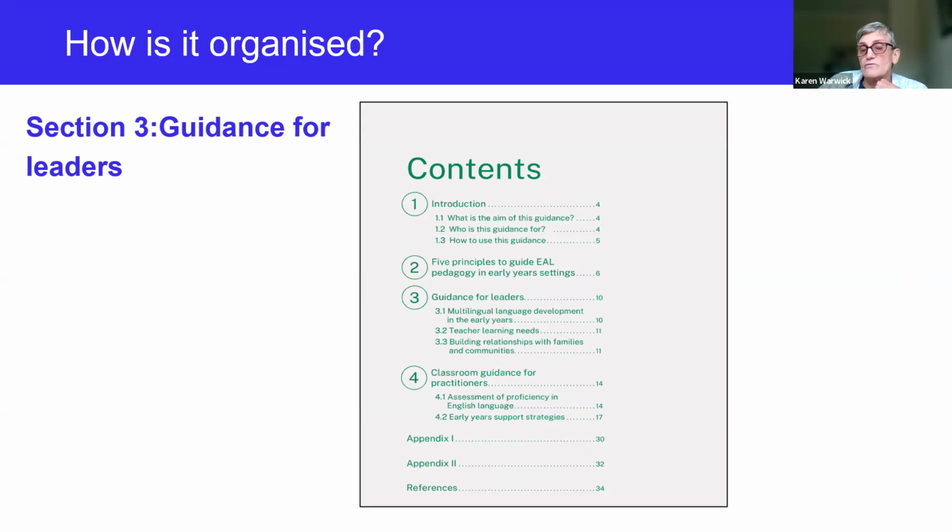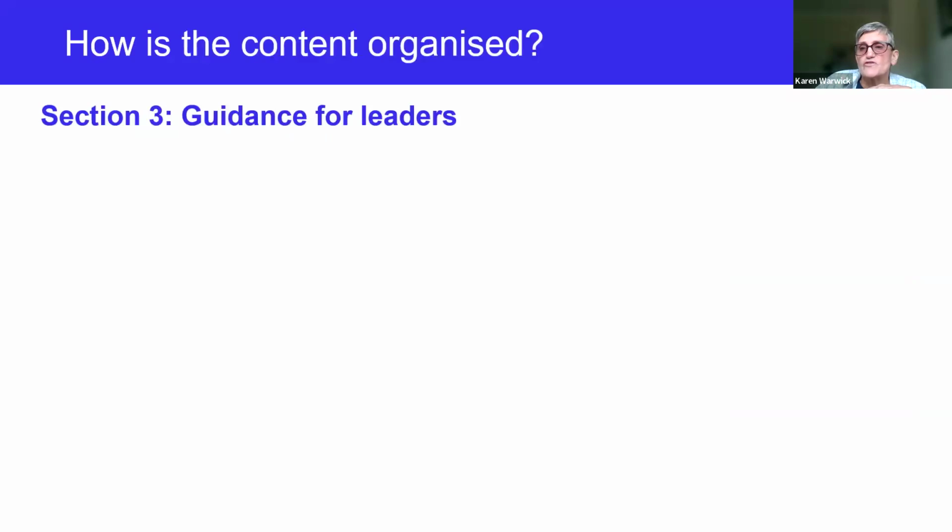So then we move on to section 3 of the guidance, which, as I mentioned, is an important addition, the guidance for leaders. So the reason for including this section is because an increasing number of children are growing up in environments in which more than one language is spoken. I've already mentioned that currently 30.7% of children entering nursery school in England are recorded as having a first language known or believed to be other than English.